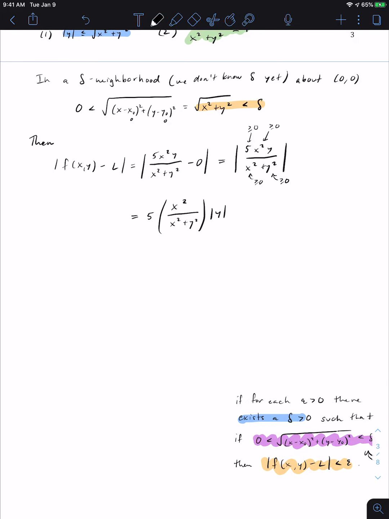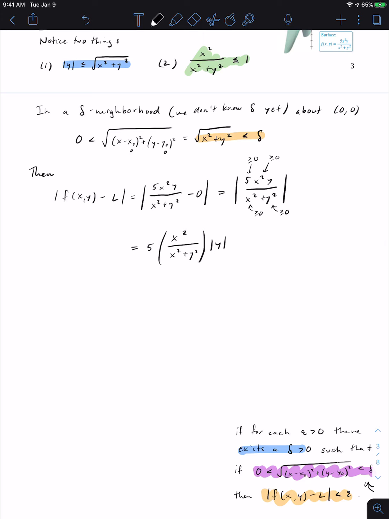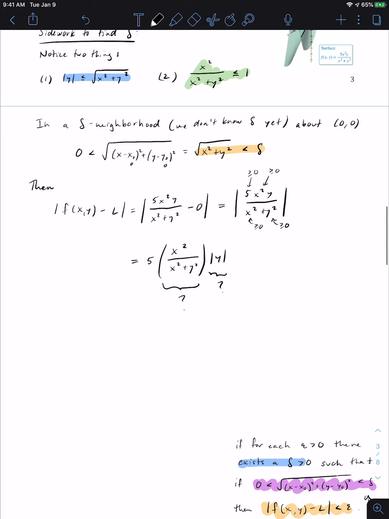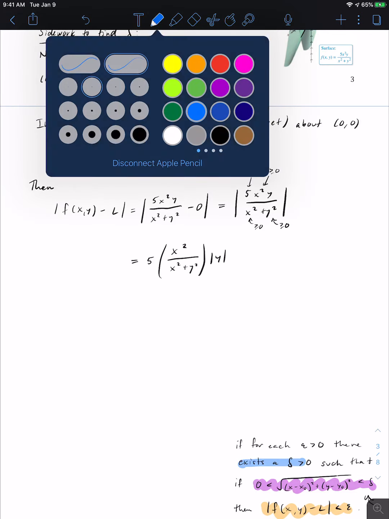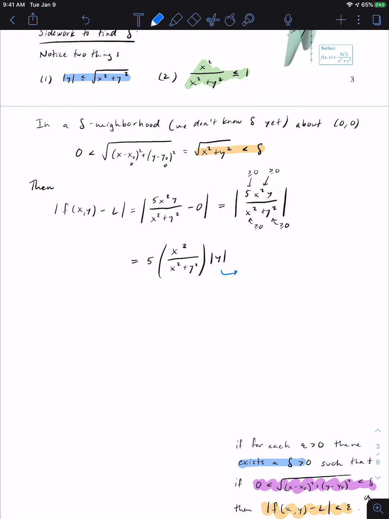Okay. So now I can have some fun. And this is where, if you were doing this proof by yourself, you'd get to this point and you'd be like, I need to know something about this, and I need to know something about this, right? But what do you know? That's fact 1 and 2, right? So by fact 1, I know that this guy, the absolute value of y, I can maybe write it in blue here, is less than or equal to the square root of x squared plus y squared. And by fact 2, which again I'll write in green, I know that this guy is less than or equal to 1, right?